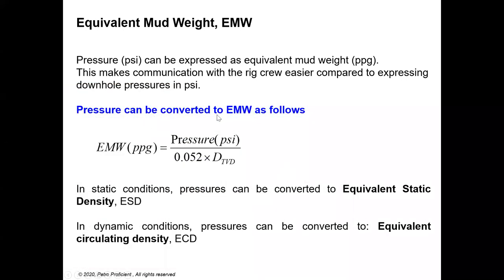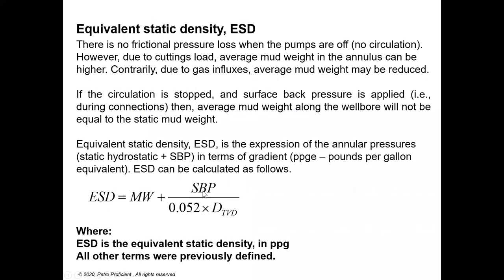So pressure can be converted into equivalent mud weight as follows. Most of the time, the pressure profile is measured in equivalent mud weight. So you have your pressure divided by this constant and the depth. We know this equation. There are two things: one is equivalent static density and one is equivalent circulating density. In the case of MPD, if you have surface back pressure, the equivalent static density is calculated with this mathematical equation.